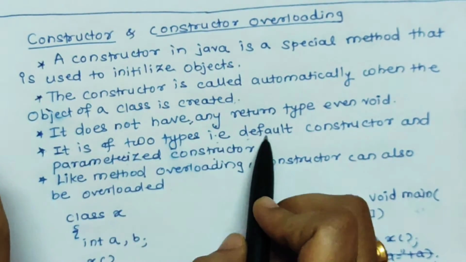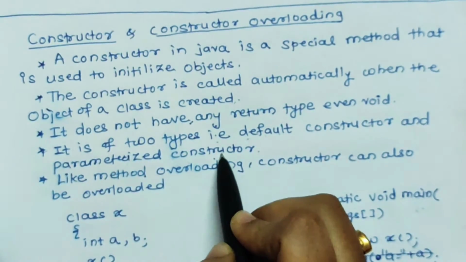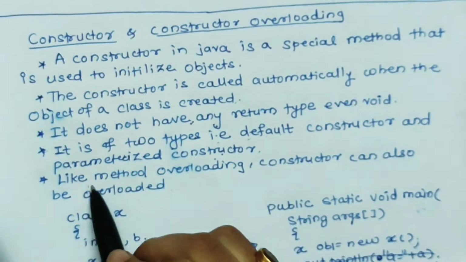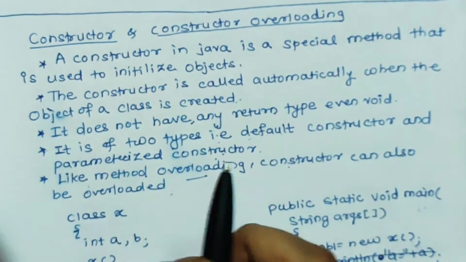It is of two types, that is default constructor and parameterized constructor. We will discuss both the types. Then, like method overloading, constructor can also be overloaded.